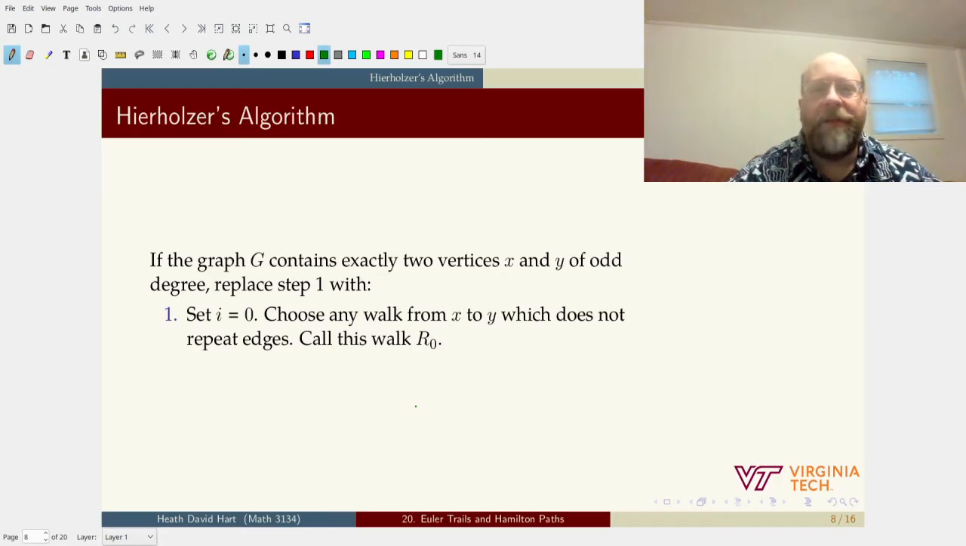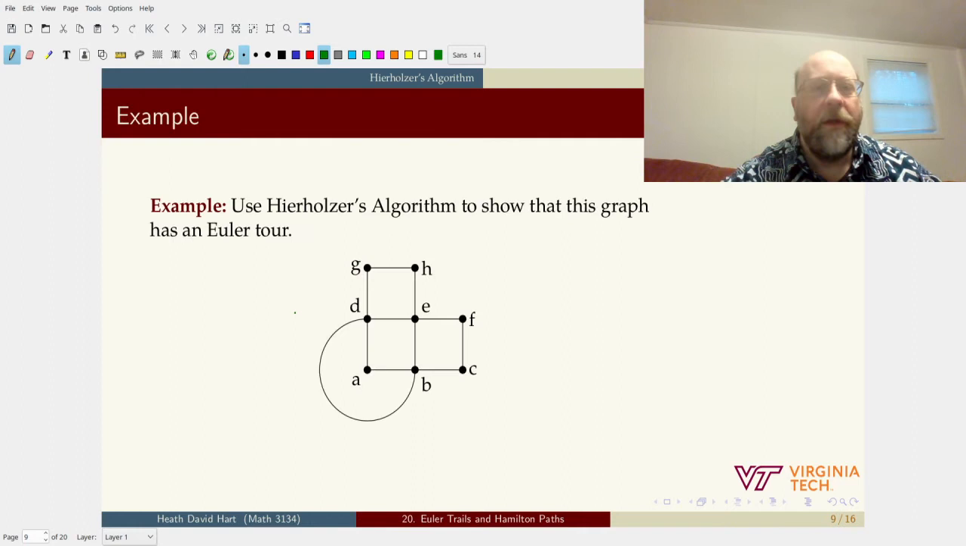If the graph contains exactly 2 vertices of odd degree, then we have to change step 1. Instead of creating a circuit, we're going to create a walk that will go from the one vertex to the other vertex that doesn't repeat edges. Step 1 gets changed a little bit. All right, are we ready to work through an example of Hierholzer's algorithm? I hope so. Let's take a look at it.